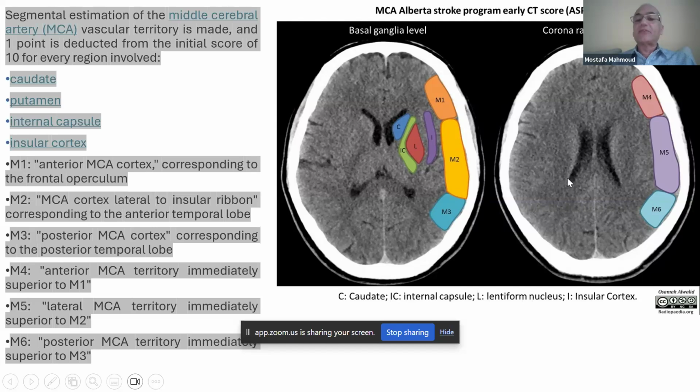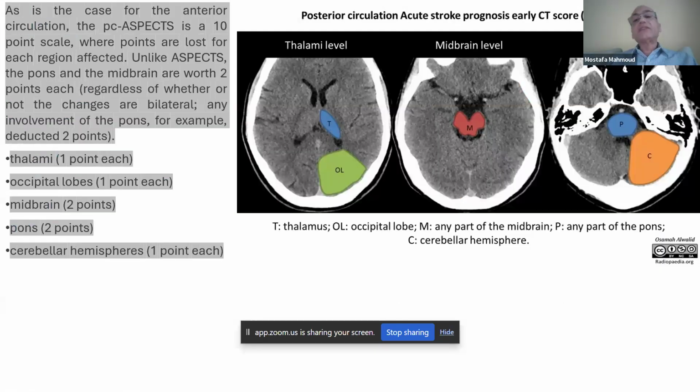M4, M5, M6 superpose with the first row, M1, M2, M3, just one level above. So M4 corresponds to M1, one level above, M5 corresponds to M2, one level above, and M6 corresponds to M3, but one level above. It is different from the posterior circulation, because the posterior circulation has a different ASPECTS score: one for each posterior lobe, one for each cerebellar lobe, one for each thalamus, 2 points for the midbrain, and 2 points for the pons.